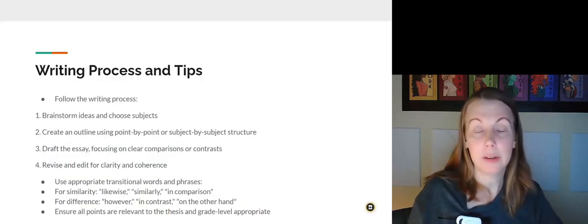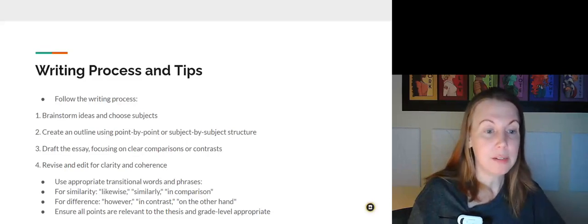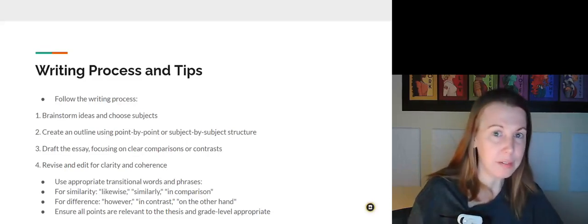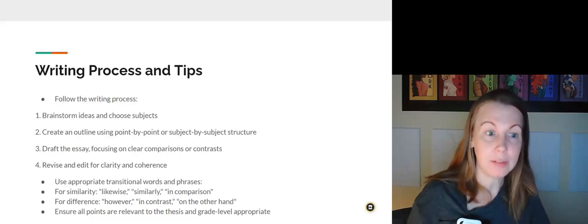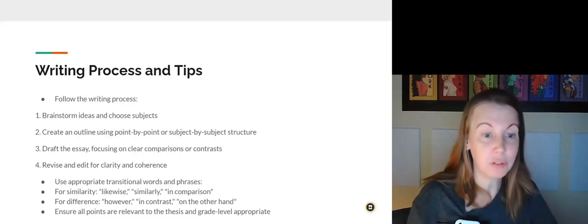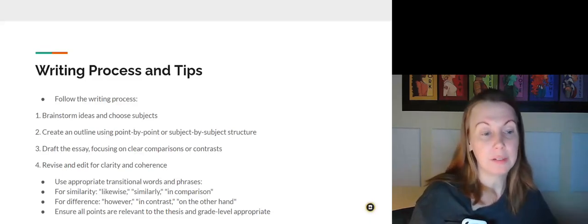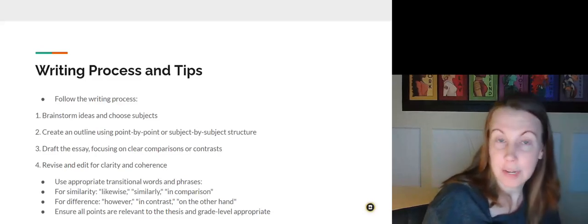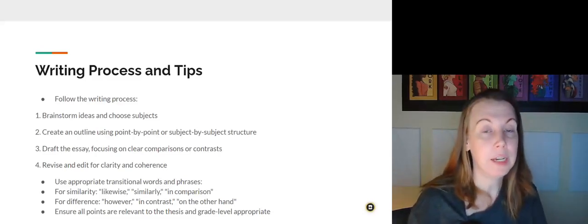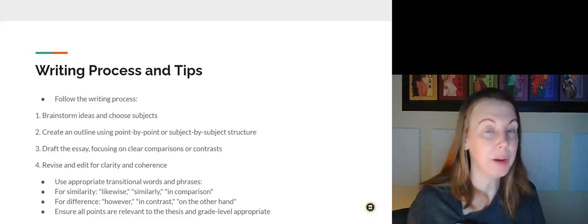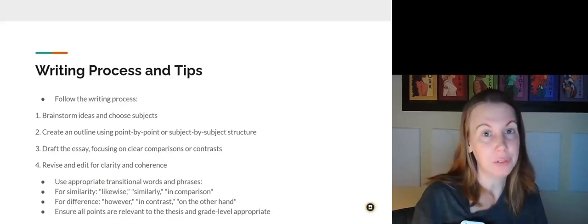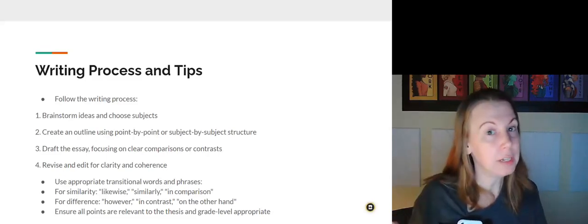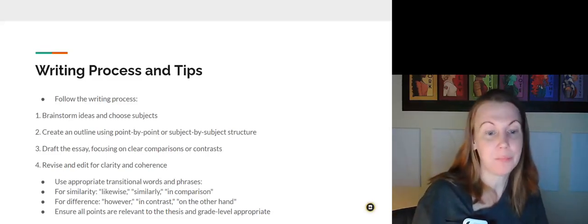So for writing process and tips for compare and contrast essays: brainstorm some ideas, choose some subjects, decide if you want to do a point by point outline or subject structure, and then draft the essay focusing on clear comparisons and contrasts. And then always read your essay out loud to identify any continuity errors, or even better, have someone read your essay out loud to you. And then you can pull the errors and they can also give feedback.